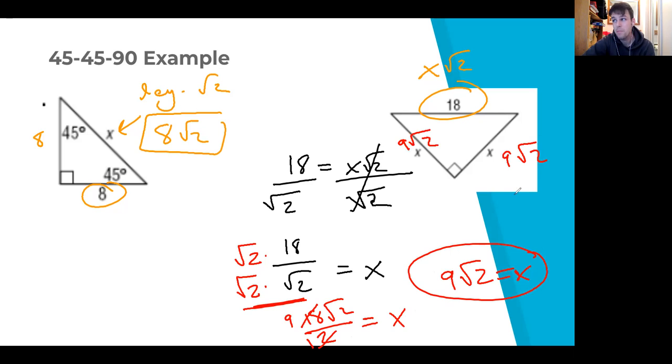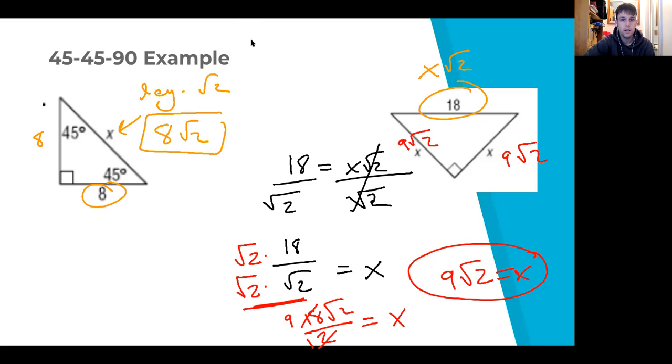But this type of problem is way more difficult than this type. For a 45, 45, 90, it's a lot harder if you're given the hypotenuse, particularly if it's a whole number like this, compared to if you're given the legs.